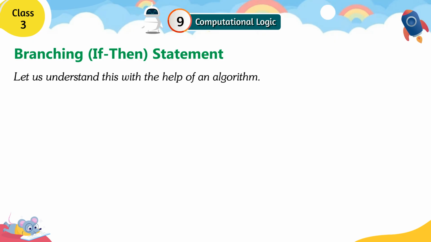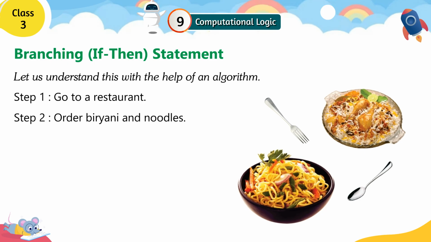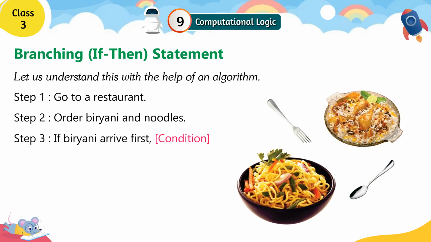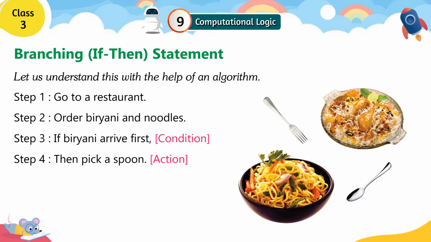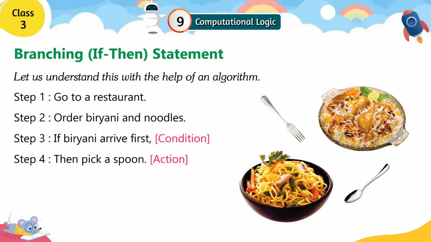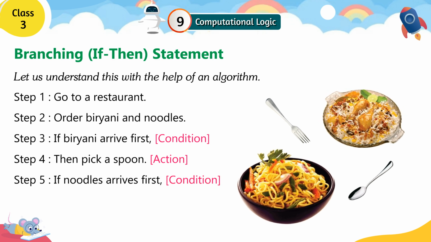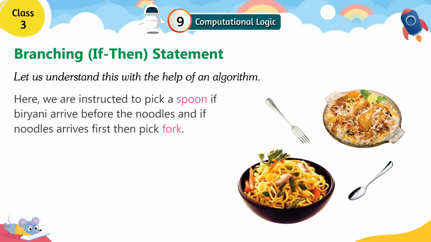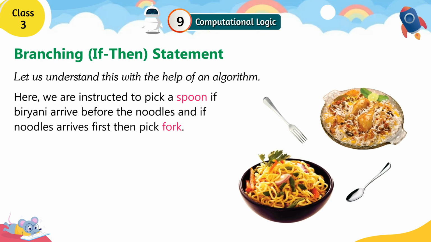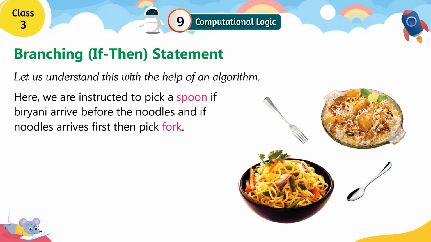Let us understand this with the help of an algorithm. Step 1. Go to a restaurant. Step 2. Order biryani and noodles. Step 3. If biryani arrives first, condition. Step 4. Then pick a spoon. Action. Step 5. If noodles arrive first, condition. Step 6. Then pick a fork. Action. Here, we are instructed to pick a spoon if biryani arrives before the noodles, and if noodles arrive first, then pick a fork.